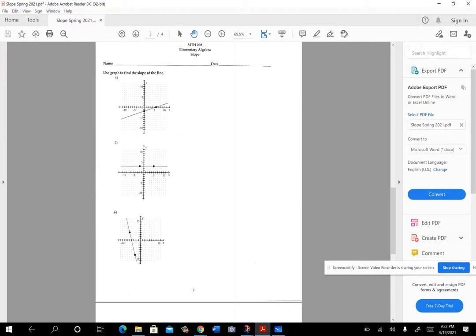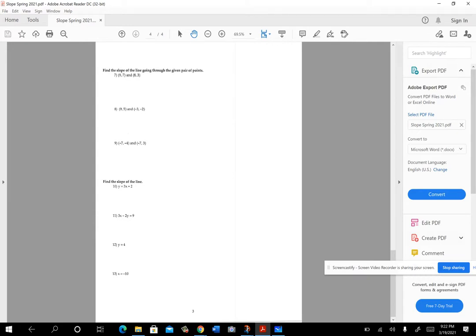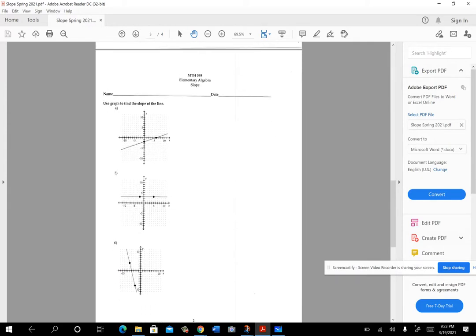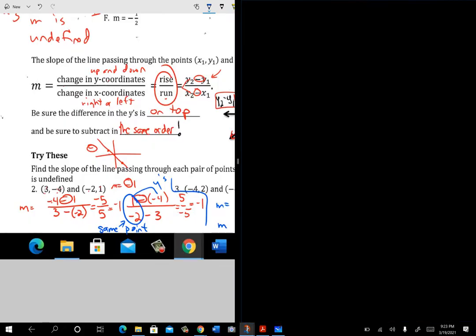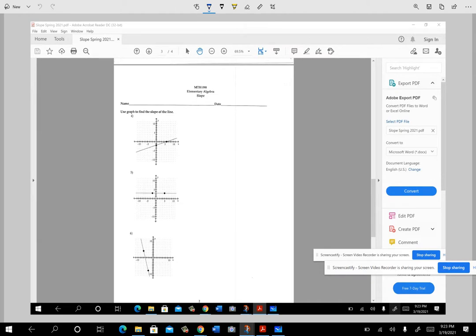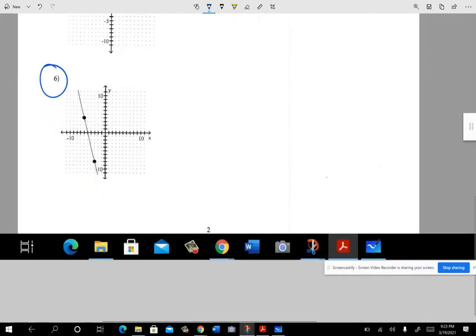Sometimes you'll have a graph. Sometimes you'll have 2 points, and you'll have to find the slope. And then sometimes you have an equation, you have to find the slope, okay? So let's do one graph. I'll do number 4. All right, so I'm going to pick one of these. Let me do number 6. It's a little harder. Let me do this one. Okay. And then we'll do one where we got 2 points because we've tried each of those.